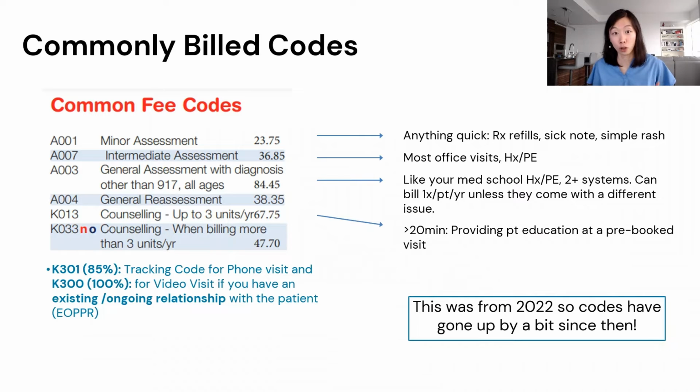Now, with the advent of virtual care, there are also additional codes that you bill if you see someone by phone or by video. So a K301 is a tracking code. It doesn't pay as anything, but it helps the computer system recognize which codes you billed were because you saw someone by phone. And a K300 is a tracking code for if you saw someone by video. And the K301 pays at 85% of the billing amount, and a K300 pays at 100% of the billing amount. And this is only if you have an existing or ongoing relationship with the patient, otherwise known as EOPPR. So more on that in a later slide.